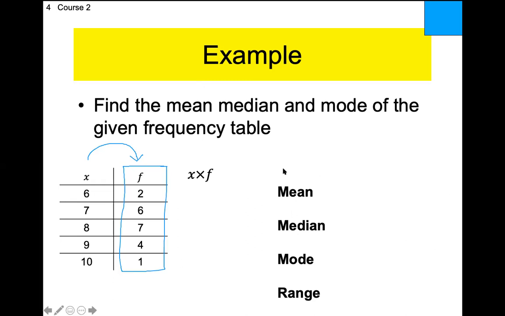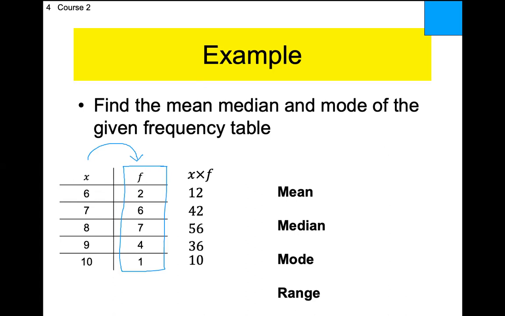So to calculate the mean, I'm going to ignore the first column, right? I'm going to look at the second column and multiply the first times the second. 6 times 2 is 12. 7 times 6 is 42. 8 times 7 is 56. 36 and 10.